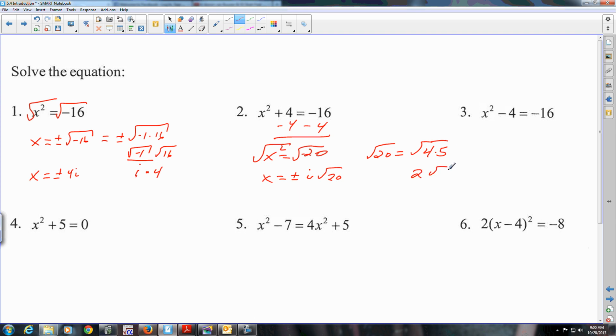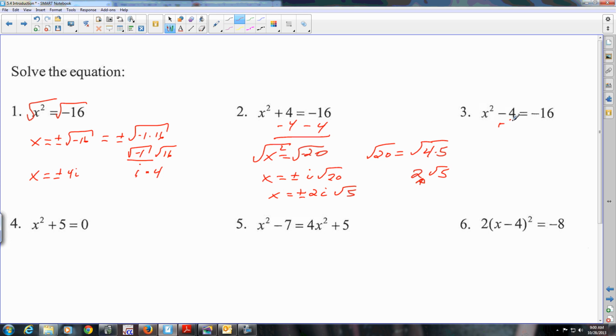So that's 2 square roots of 5. So x equals plus or minus, i is going to fit right here between those two numbers: 2i square root of 5. Okay, that's the order that you'd write it.